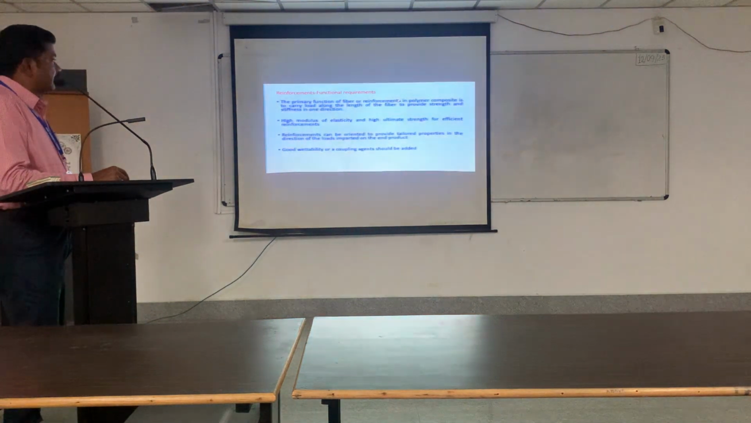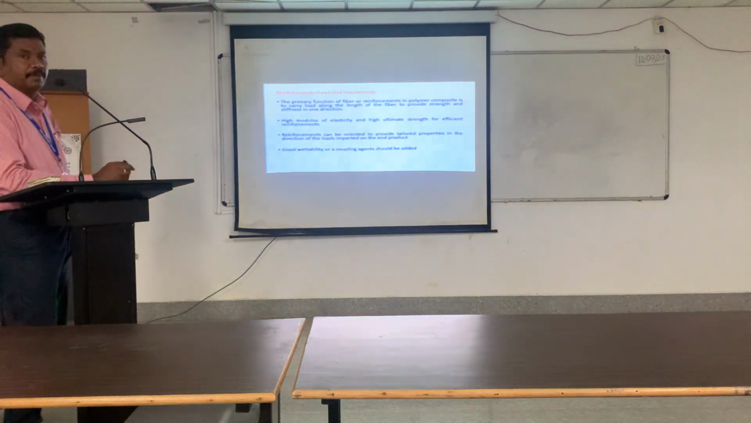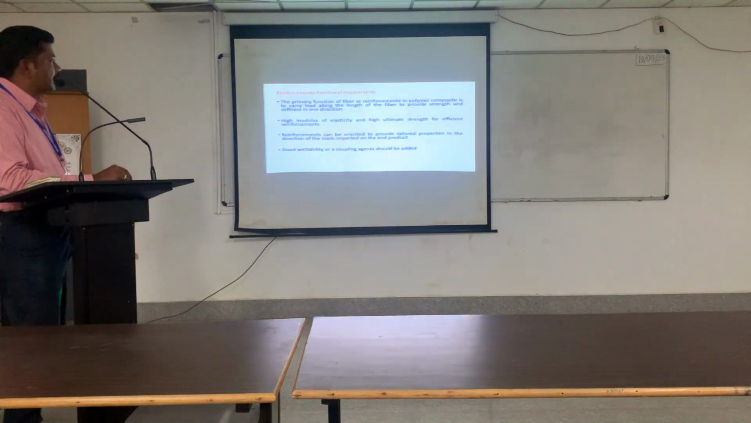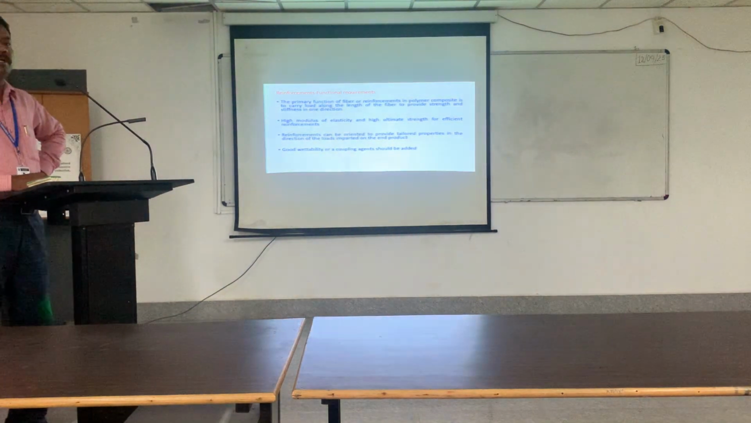The primary function of fiber reinforcement in polymer composite is to carry the load along the length of the fiber, to provide strength and stiffness in one direction or multiple directions, depending on the fiber stacking sequence. High modulus of elasticity and high ultimate strength are needed for efficient reinforcement. Reinforcement can be oriented to provide tailored properties or custom-made properties.